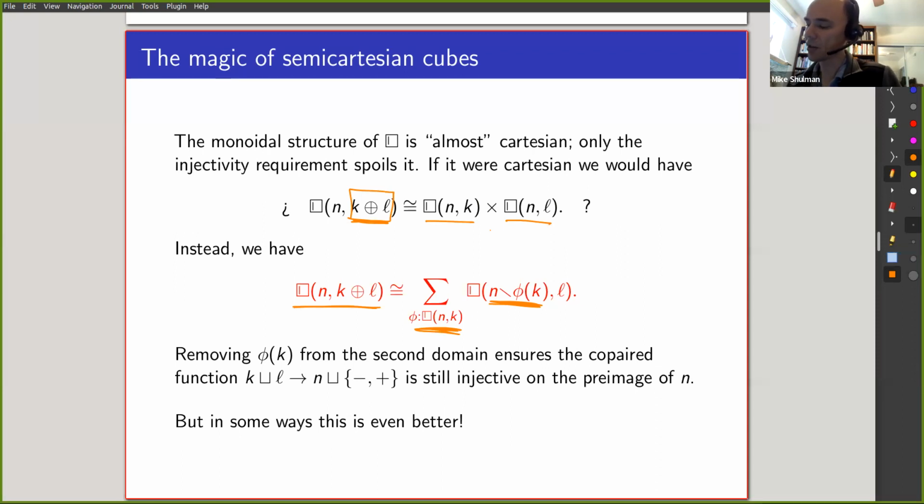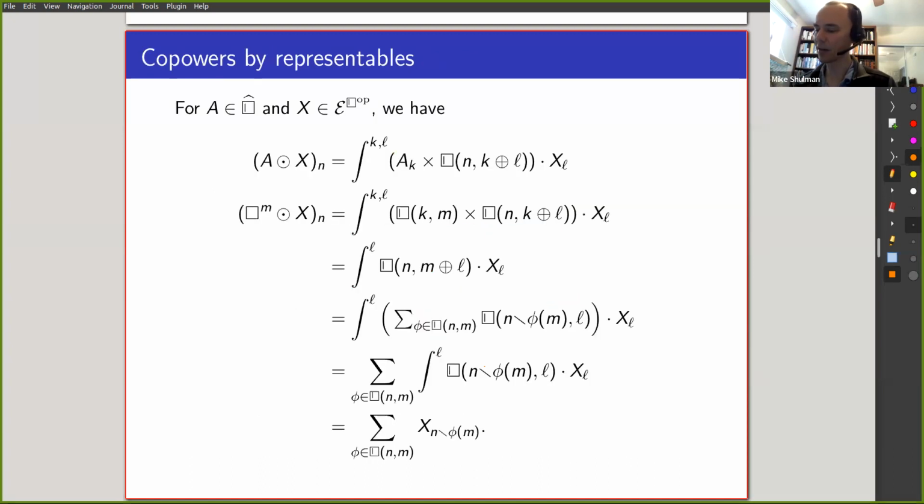And so this is now not just an ordinary Cartesian product, but a dependent sum of a function of this sort, and then a function of this, whose domain depends on what this phi is. So this is not quite Cartesian, but in some ways this is actually even better.